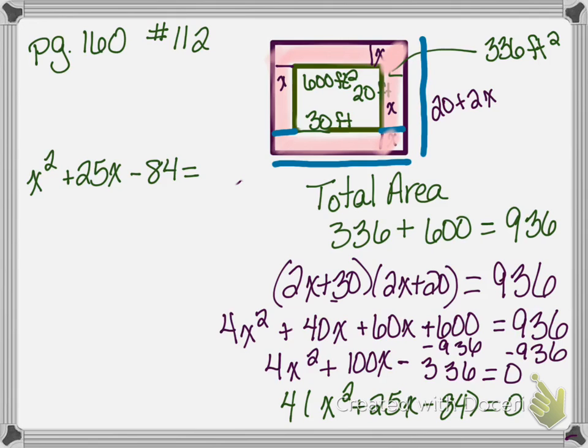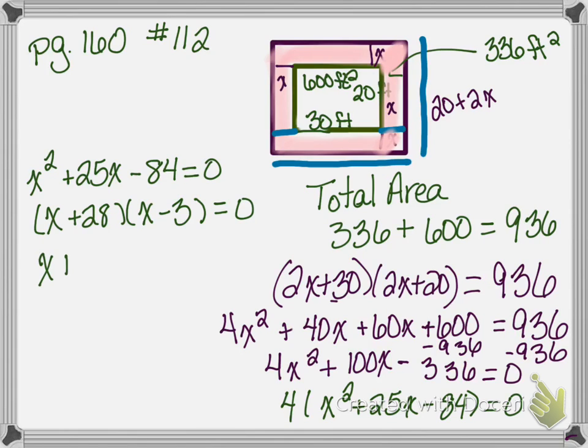Okay, equals 0. Now, I'm going to have one positive number and one negative number, because my product is negative. And my numbers are 28 and 3. So sometimes it takes a little bit of figuring that. 28 and 3. But my 28 is going to be positive, and my 3 is going to be negative, because negative 3 times 28 is negative 84. Negative 3 plus 28 is 25.